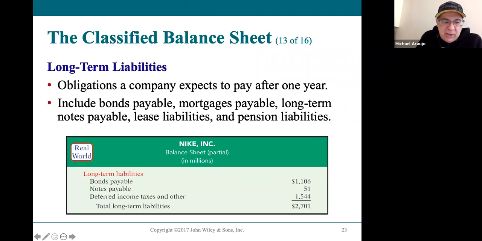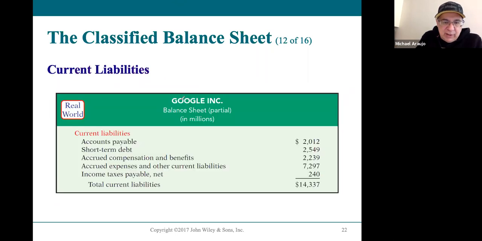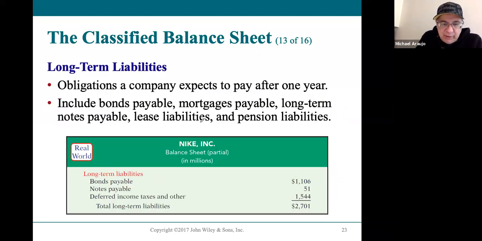Okay. On the other side of things, you have the current liabilities. This is the partial balance sheet for Google showing its current liabilities. Again, current, like these are debts that are due within the year. And long-term liabilities, this is for Nike. Again, this shows long-term, so debts that are owed after a year.